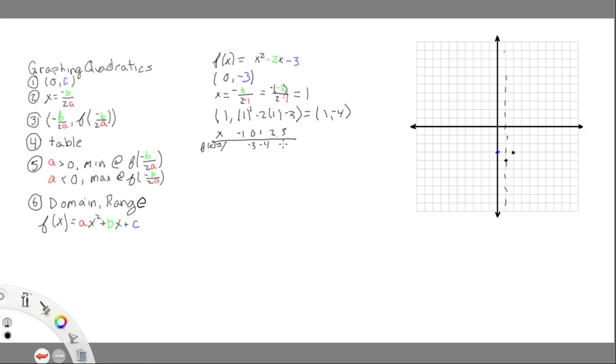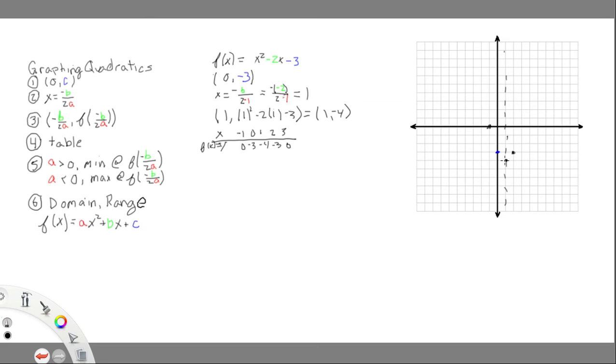When x is 2, this value is negative 3. When x is 3, the value of this thing is 0. When x is negative 1, the value of this thing is 0. So now I have 2 more points. I'm going to graph those points at negative 1, 0. I've already got that point. I've got that point. I've got negative 3, 0.